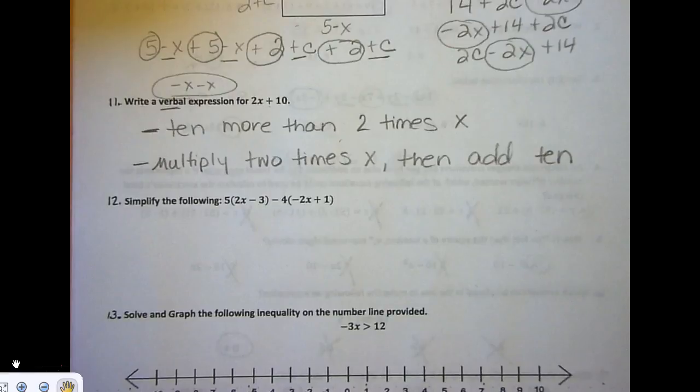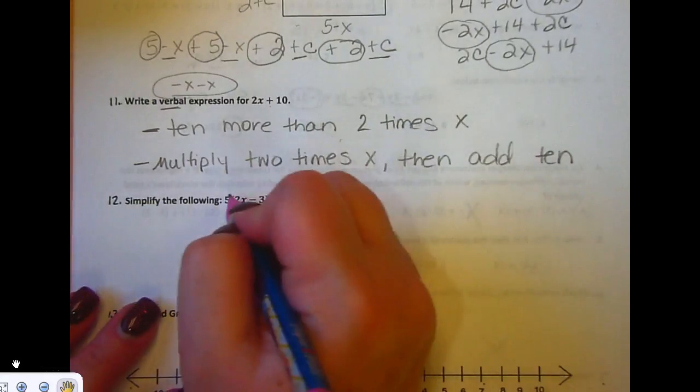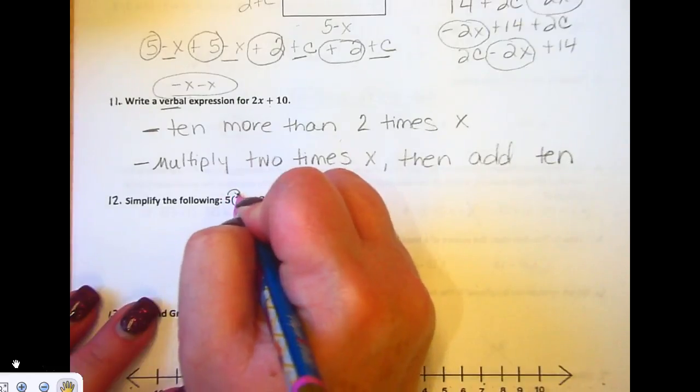Simplify the following. 5 times 2x minus 3 minus 4 times 2x plus 1. So, strategy. What do you think we want to do? Anna? Yes, distributive property. So we need to distribute here.